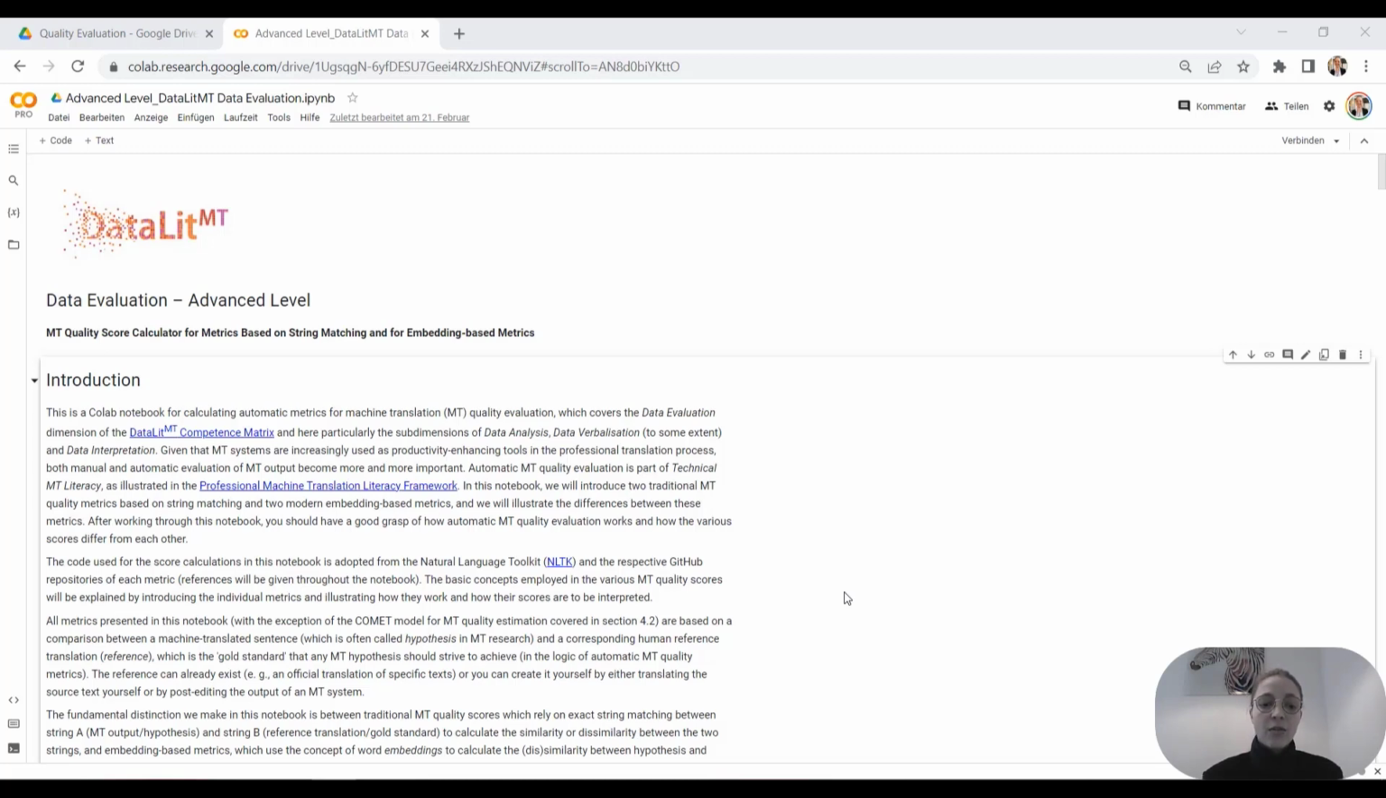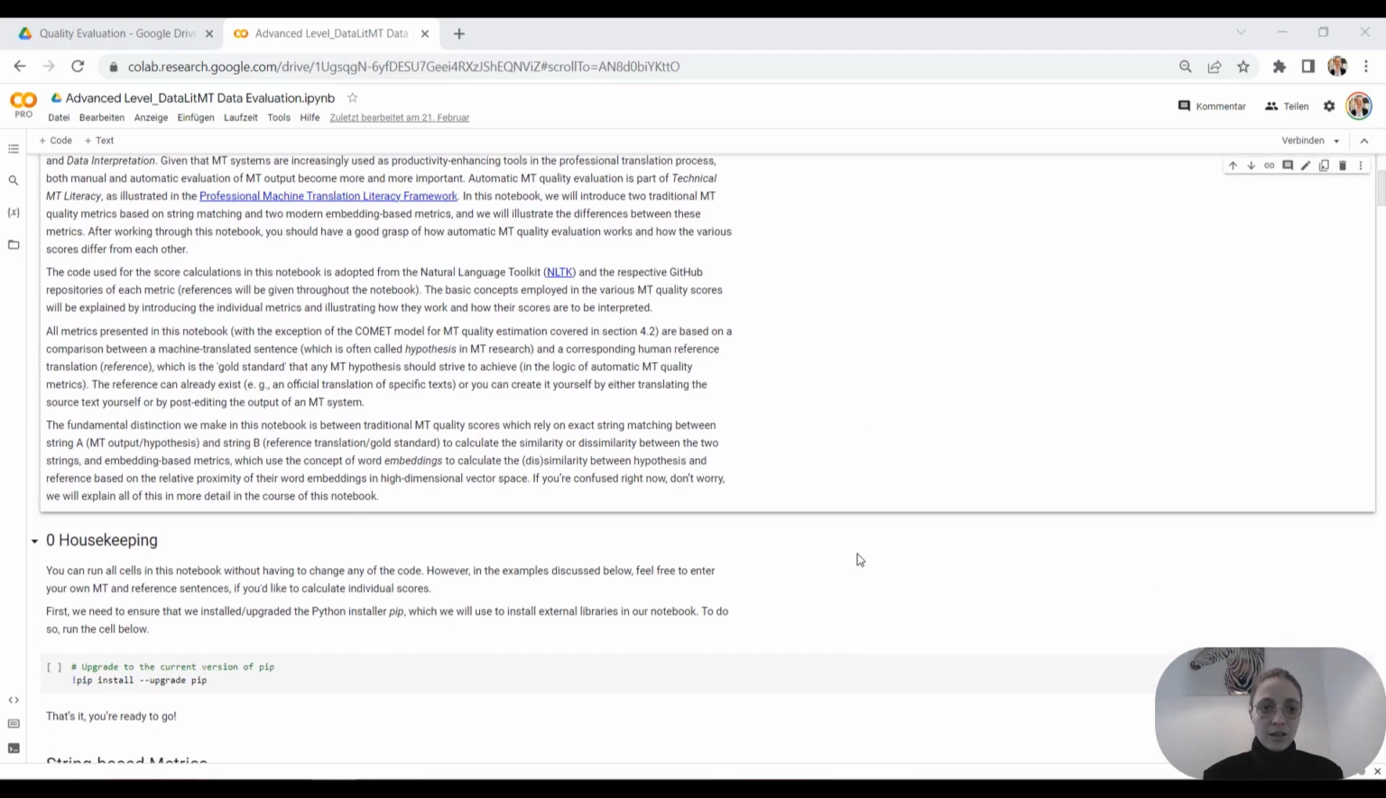And for COMET, the last score that we will cover in this notebook, we will also include the source sentence in the calculation. We will go into more detail later on.